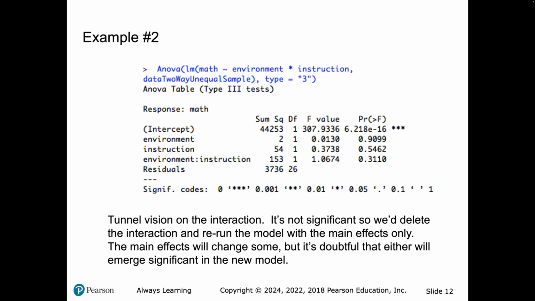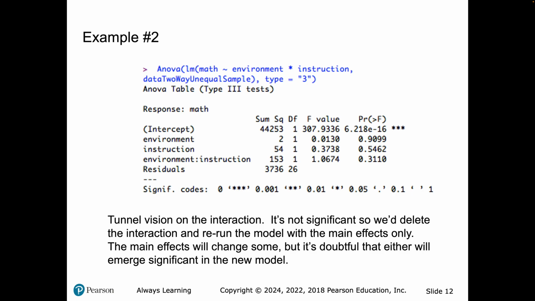Different statistical software packages do this differently. This actually comes from R, and it uses a colon to display the interaction. I come over here to the main effects. Environment is not significant. Instruction is not significant. And environment over instruction is not significant. So again, the first phase, I have tunnel vision on the interaction.